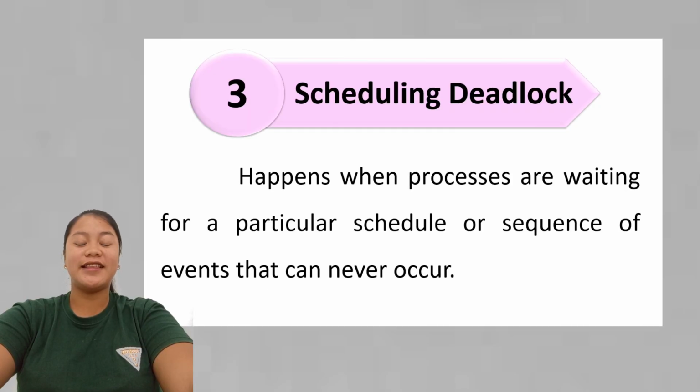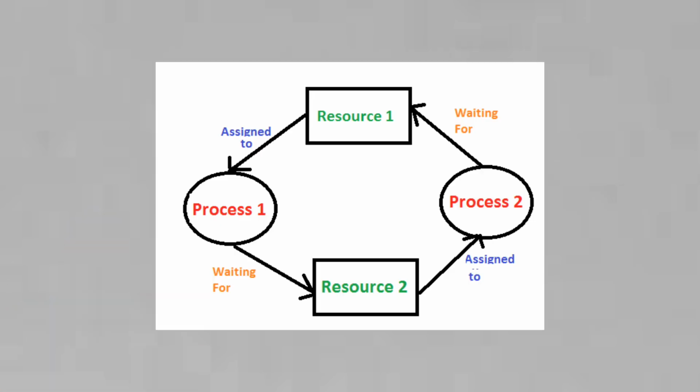Third is scheduling deadlock. It happens when the processes are waiting for a particular schedule or sequence of events that can never occur. This can happen when not enough resources are allocated to a process or when processes are caught in a loop of waiting for each other. For example, 4 people at a round table, each person has 1 fork but needs 2 to eat. If everyone picks up the fork to their left and waits for the fork to their right, no one can eat.